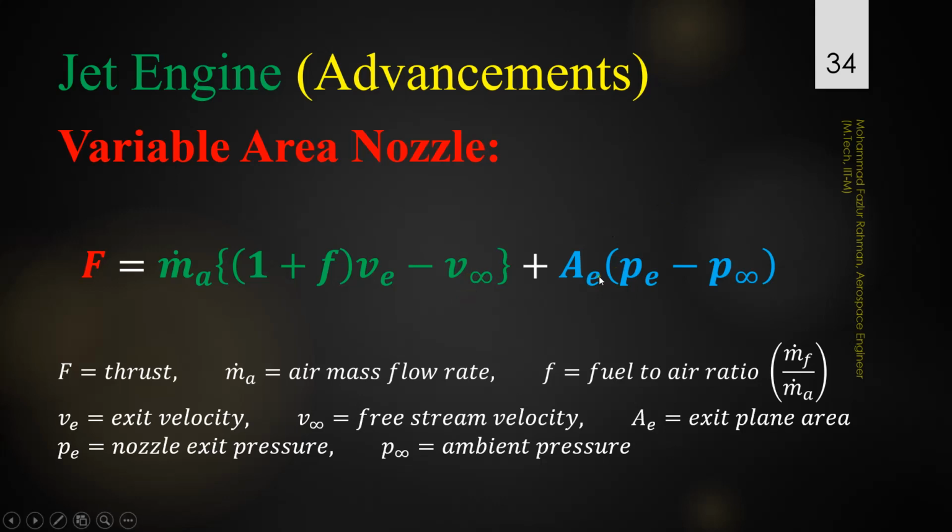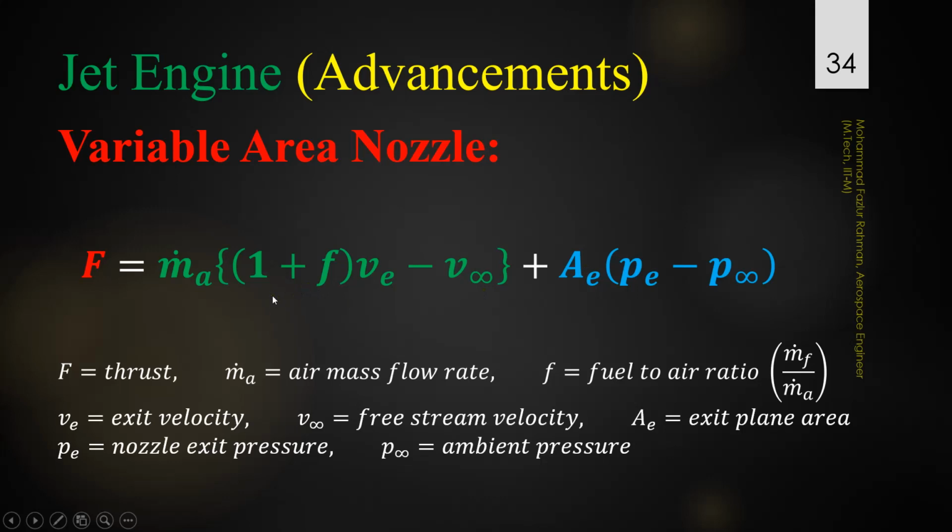AE is the exit area, PE the pressure at the exit plane, and P infinity is the ambient pressure. So now we have two parts of the thrust generation. This is called the momentum part, because momentum change is taking place here. This is the pressure part, so pressure change is causing the force to generate here. Here the momentum part is there.